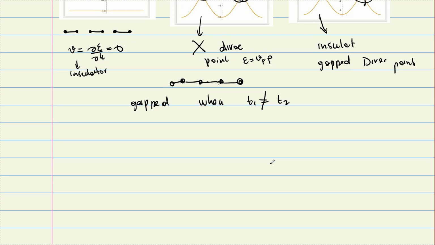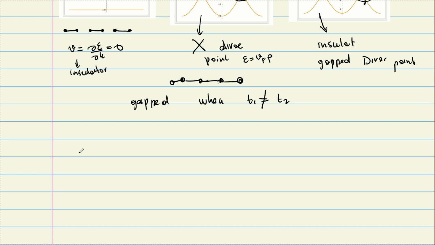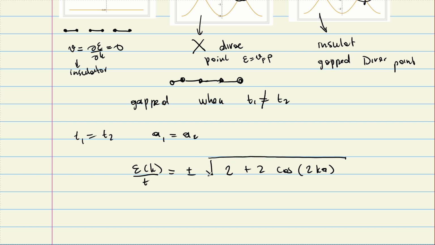Now I want to look at one limit, and maybe after that I can close this session. So let's consider T1 equal to T2 and A1 equal to A2. Then E of K, right? You can easily manipulate the spectrum above to get this one, plus or minus. T1 squared plus T2 squared is going to be 2 plus 2 cosine 2Ka, right? A1 plus A2, there will be 2 AA. And you can take this 2 outside, so this is 1 and 1. So this is cosine squared Ka plus sine squared Ka.